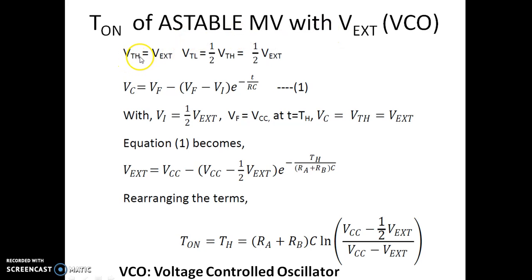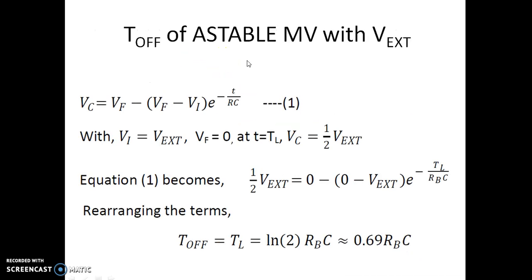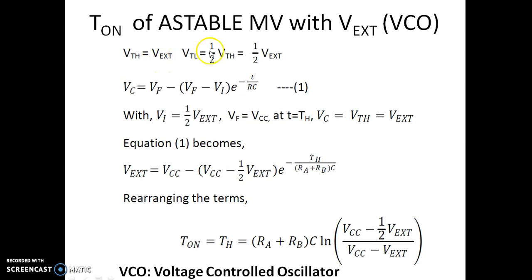Now VTH is not 2/3 VCC; it is connected to an external voltage, that is V external. We know that VTL is half of VTH, and since VTH is V external, VTL is now half of the external voltage. We know the capacitor voltage is given by this equation: V final minus V initial into e power minus T by RC, where R is the timing resistance and C is the timing capacitor. In the case of an astable multivibrator, the capacitor charges through RA and RB, so R is replaced by RA plus RB. The capacitor is the same C.